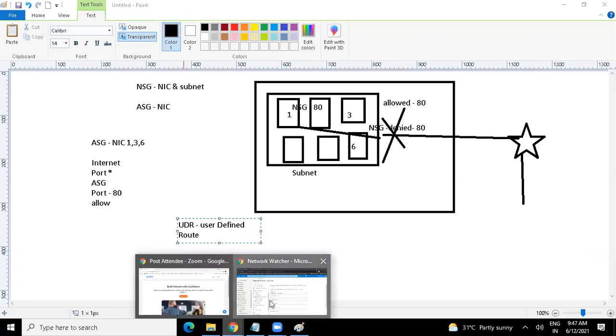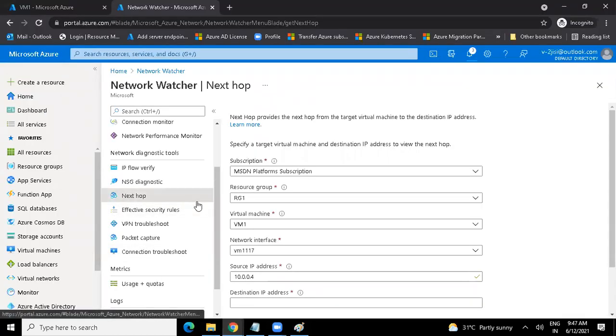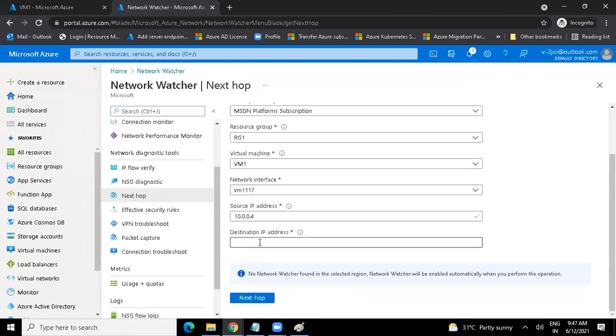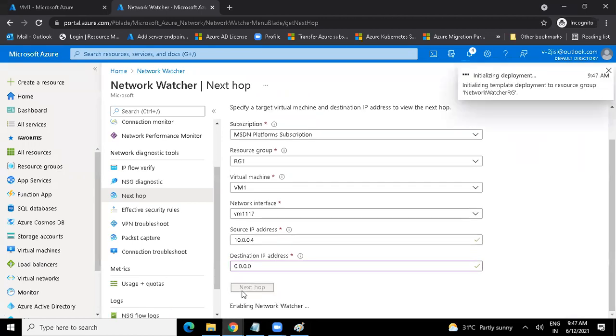Right. So let's consider it as the same VM number 1. We are saying whenever traffic is going from VM number 1 to the internet, if we have configured the user-defined route, and if we check next hop, here it will show me the firewall private IP. And right now we know that we have not configured the user-defined route. So here it will show next hop as internet, since we have not created any user-defined routing. It is making use of a system route. Right? There are two kinds of route.